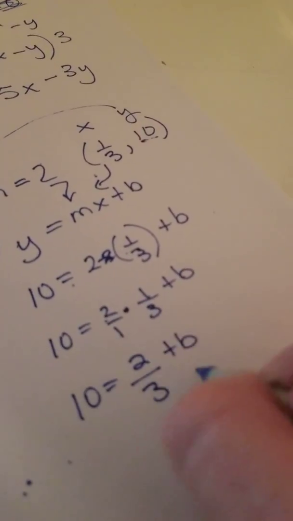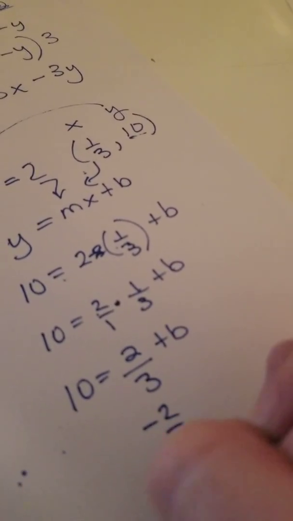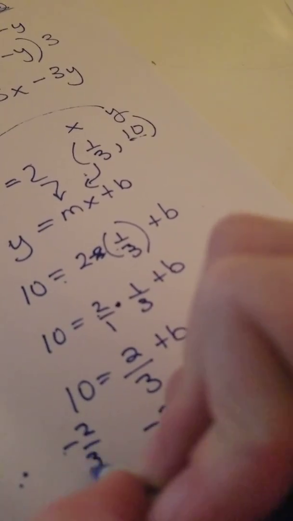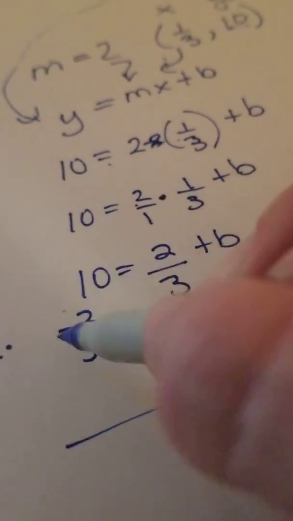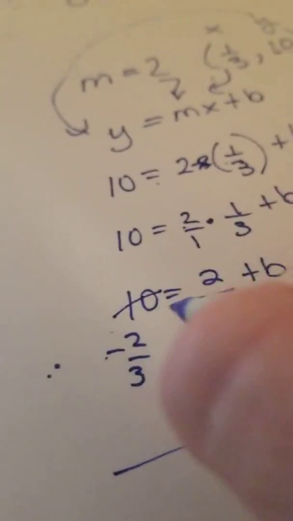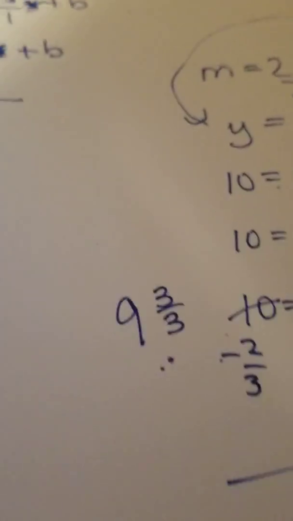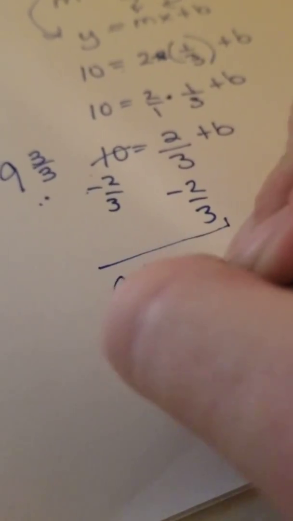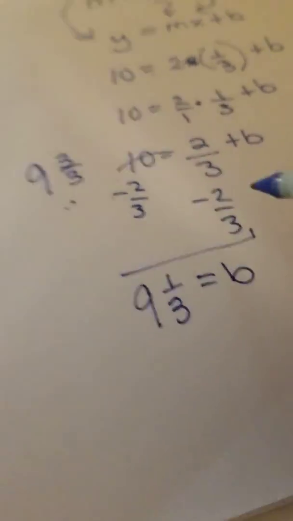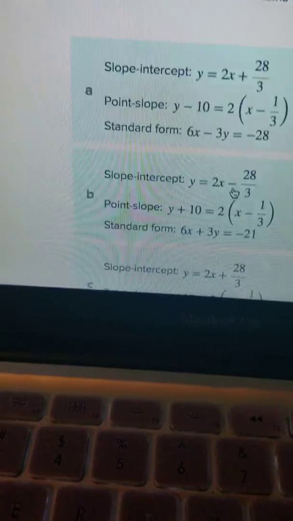All right, what is our b? Well, we'd have to subtract 2/3 from both sides to find out. This is where people struggle, just this part. But you don't have to. You can borrow from this 10 and make it 9 and 3 over 3. Because isn't that equal to 10? So 3 minus 2 is 1. 9 and 1/3 equals b. All right, so 9 and 1/3 is b.